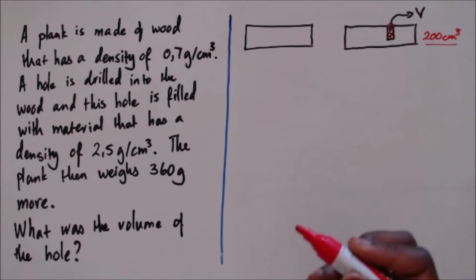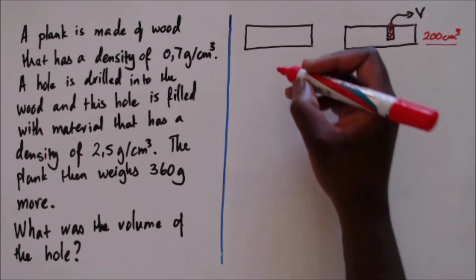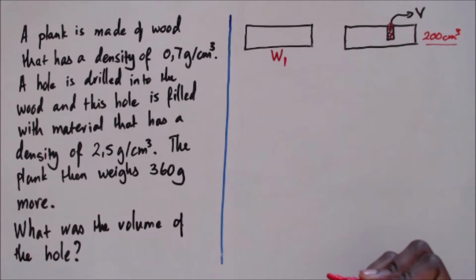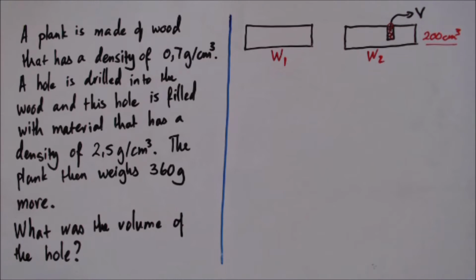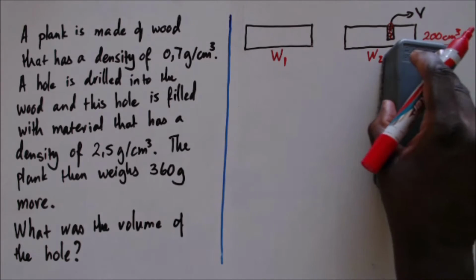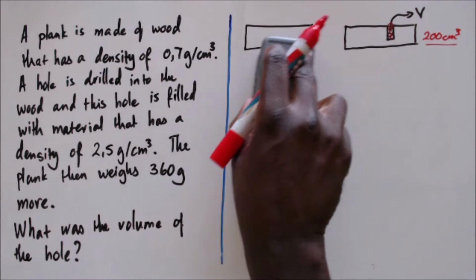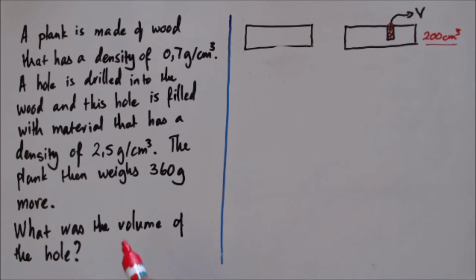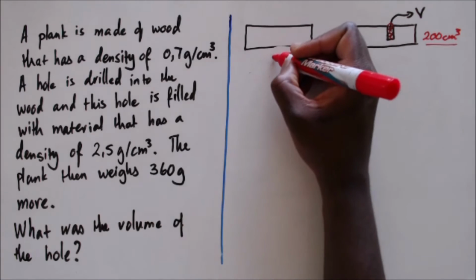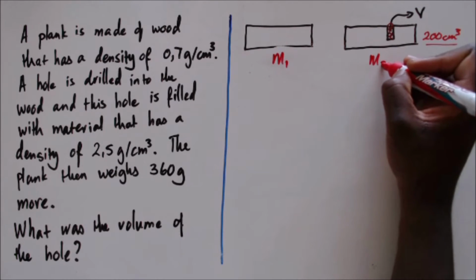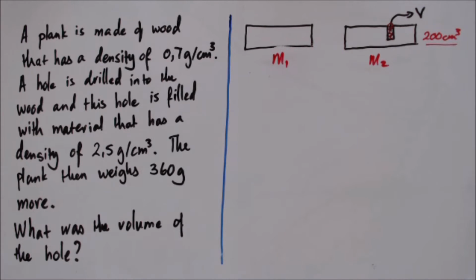Let's say that the weight of the plank initially was W1, and that the weight of the plank in the end is W2. Now, what we really should be doing is talking about mass. So instead of W1 and W2, we really should have M1 and M2. You see in the question, there's the use of the word weight and weighs, but really that should be mass. So M1 and M2, the initial mass and the final mass.